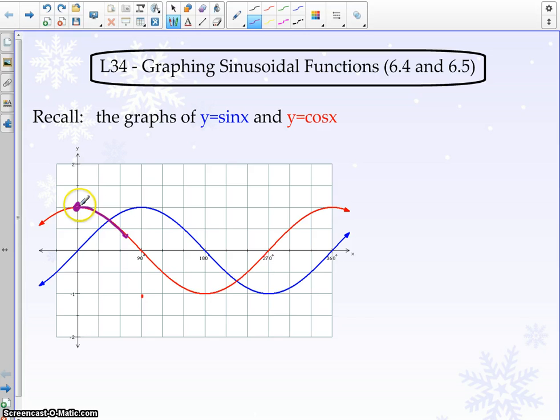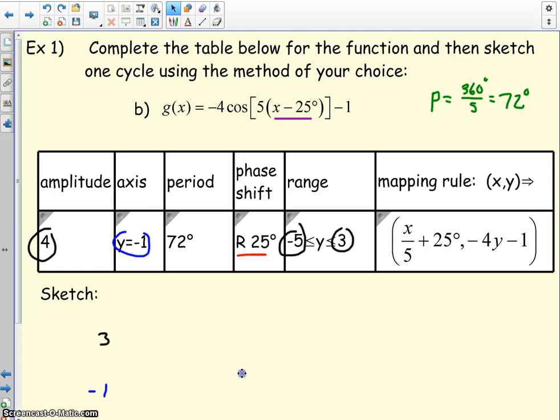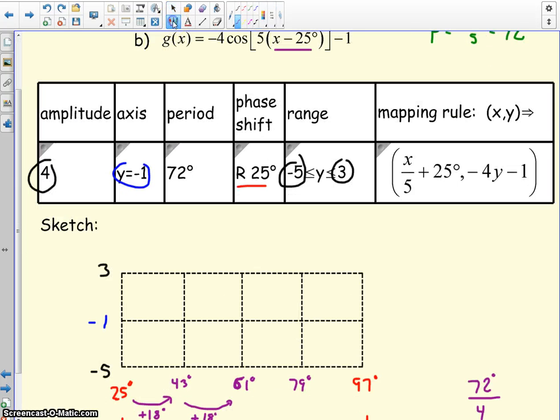Now, this one has been reflected. So, instead of starting at its maximum, reflect this point across. Now it's going to start at its minimum and then go up from there. So our graph down here, we're going to do the exact same. It's going to start at the minimum value instead of the maximum value, and then go up. So we'll go from the minimum up to the axis, up to the maximum, back down to the axis, and then finally reach its minimum again. Once we have those key points in place, we can draw the rest of the curve here and be done our sketch.